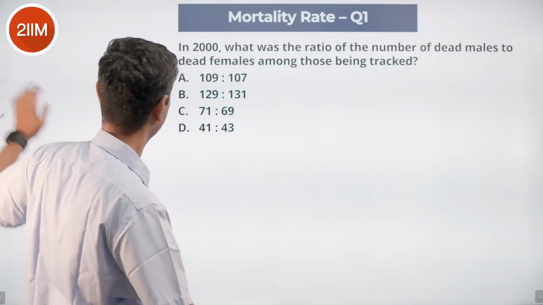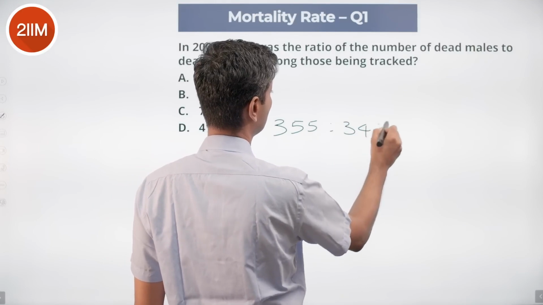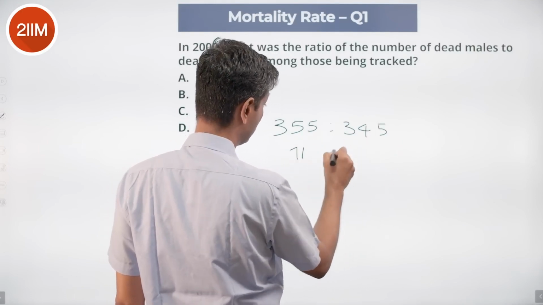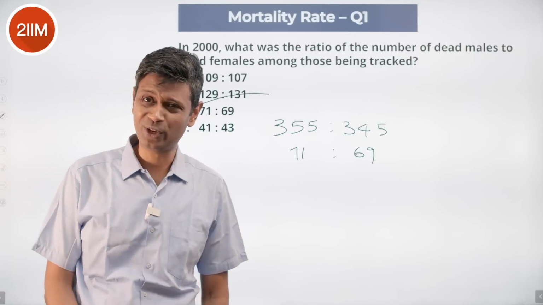I'm sure 5 gets cancelled. 355 is to 345. Divide by 5. 71 is to 69. Is that there? Yes, it is there. Done. It's a freebie of a question. There's nothing here.